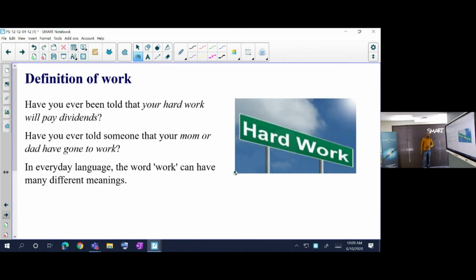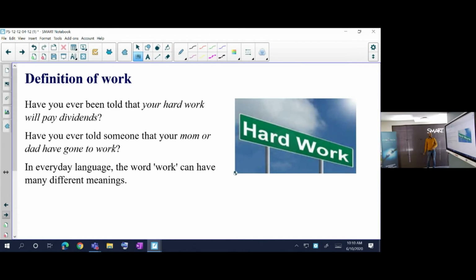Okay, definition of work. Have you ever been told that your hard work will pay dividends? Of course, when we grow up, each and every one of us has been encouraged to work hard. We have been told that if you put effort into a particular task, at the end you will reap something. As a learner, you have to work hard. You have to study in time so that you can have a good result at the end. All right.